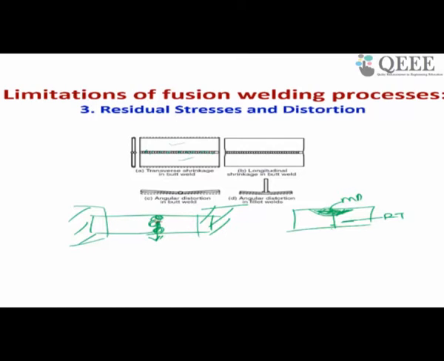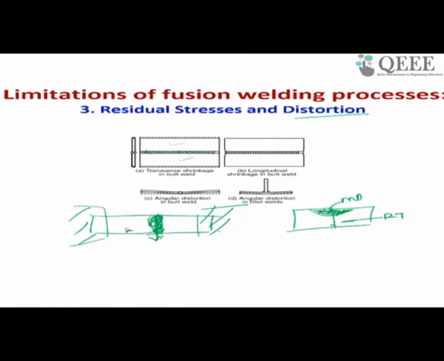So what will happen during melting in this zone? Suppose it is steel, it is getting a temperature around 1600 degrees centigrade. Because of this heat, this adjoining area will try to expand, but you have held it very tightly, so you are not allowing it to expand. Or during cooling, it will try to contract, but you are not allowing it to contract. As a result, the material will get residual stress. If you allow it, then distortion will happen. If you don't allow it, then it will generate residual stress.